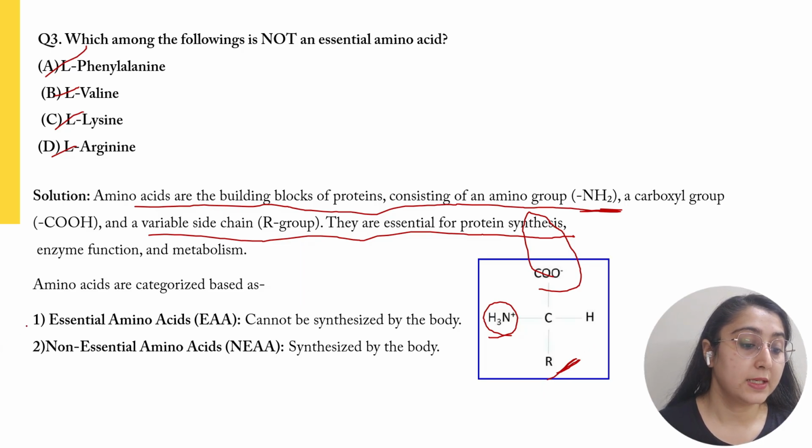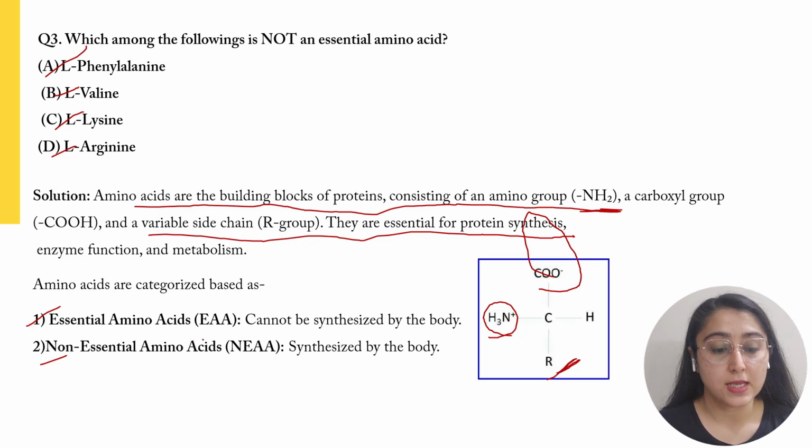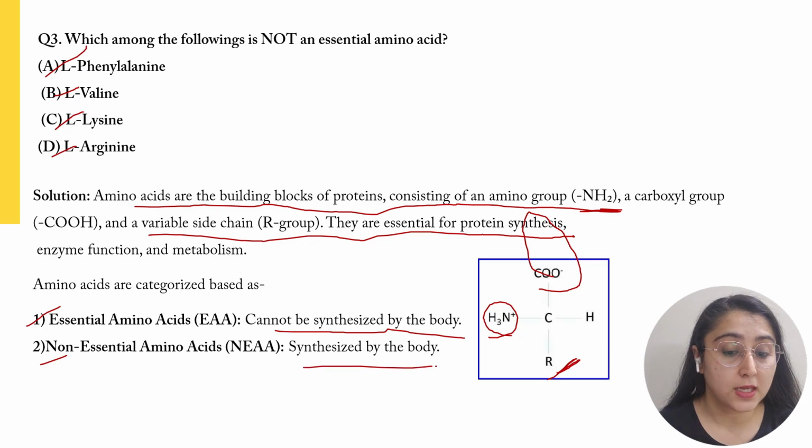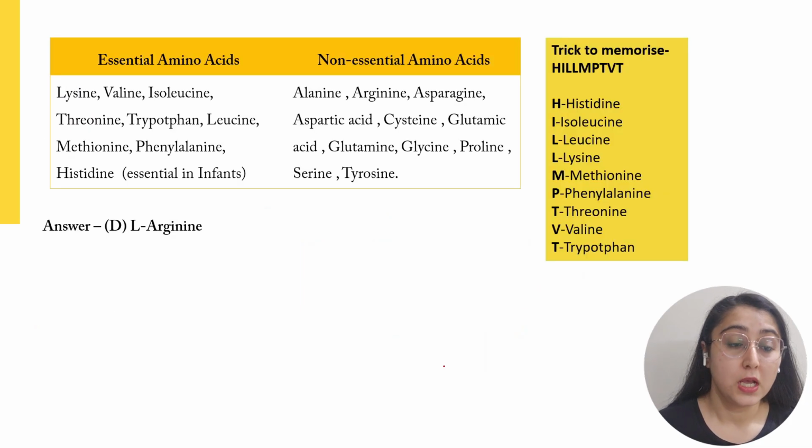Now amino acids are categorized as essential or non-essential amino acids. Essential amino acids, as the name suggests, are the ones which are essential in diet, basically because they cannot be synthesized by the body. Non-essential amino acids are not essential to be taken by diet because they can be synthesized by the body. So to answer this question, we need to memorize the names of essential amino acids.